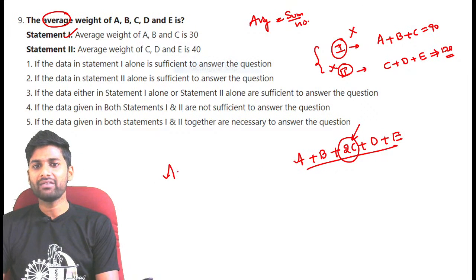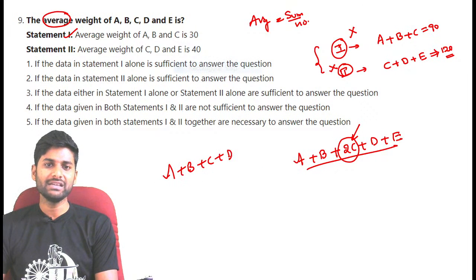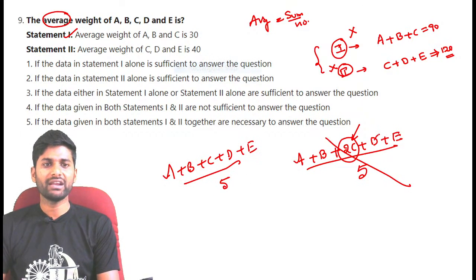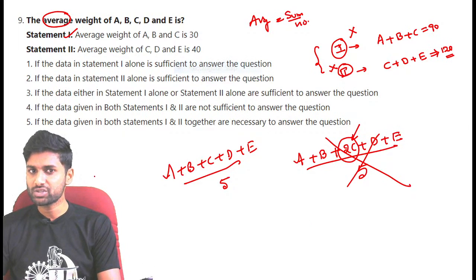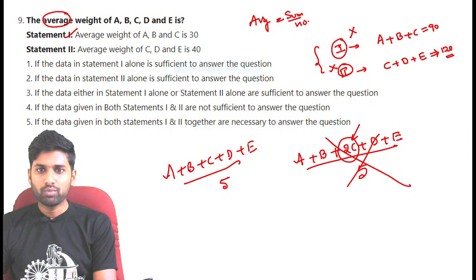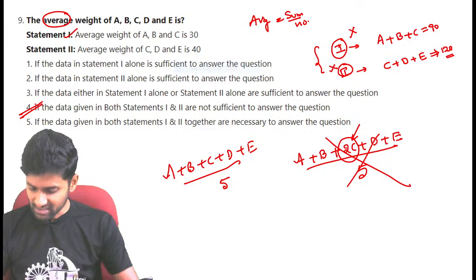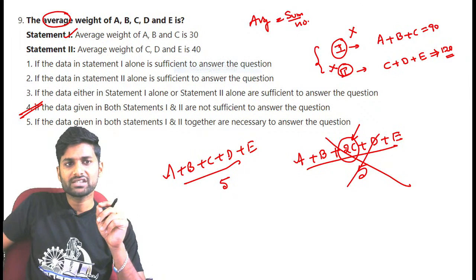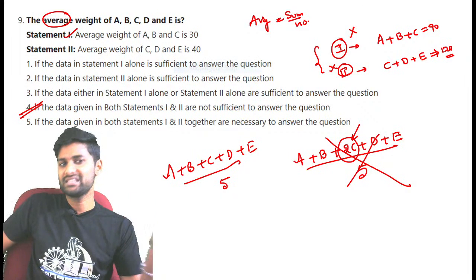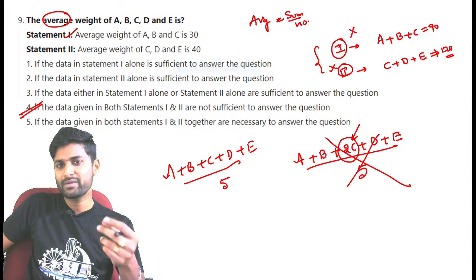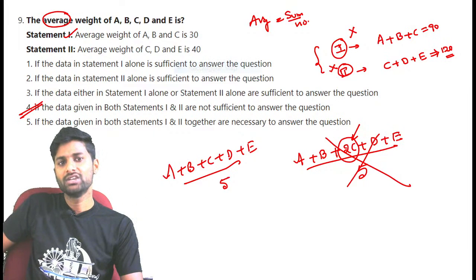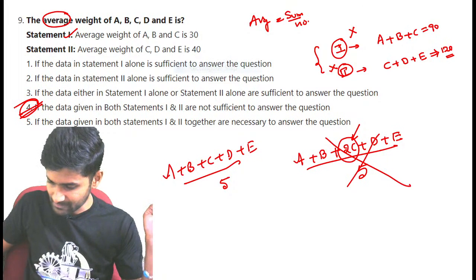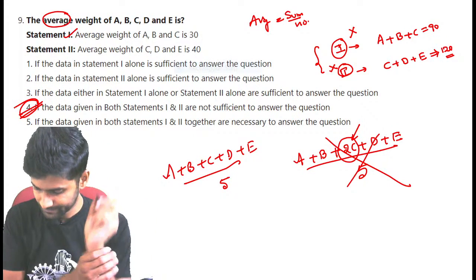But we want the average of A plus B plus C plus D plus E only, divided by 5. So we never get any proper value by taking both the statements together. So the answer is: both data are not sufficient to get that answer. It's the fourth option, not both, guys. If you add both the equations, you get A plus B plus 2C plus D plus E, but we want A plus B plus C plus D plus E by 5, Nana. That's why both the statements are not sufficient to get that answer.